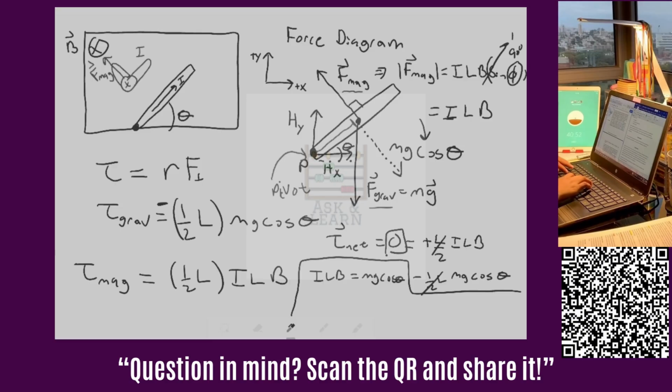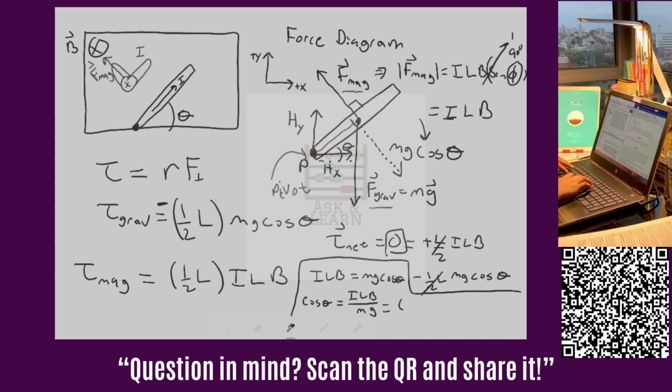Now, what we're interested in, remember, is the angle that this rod makes with the horizontal. So I'm going to solve for cosine theta and then take the inverse cosine after. So cosine theta is equal to ILB divided by the mass times gravity. Now, if we plug those things in, what do we have?